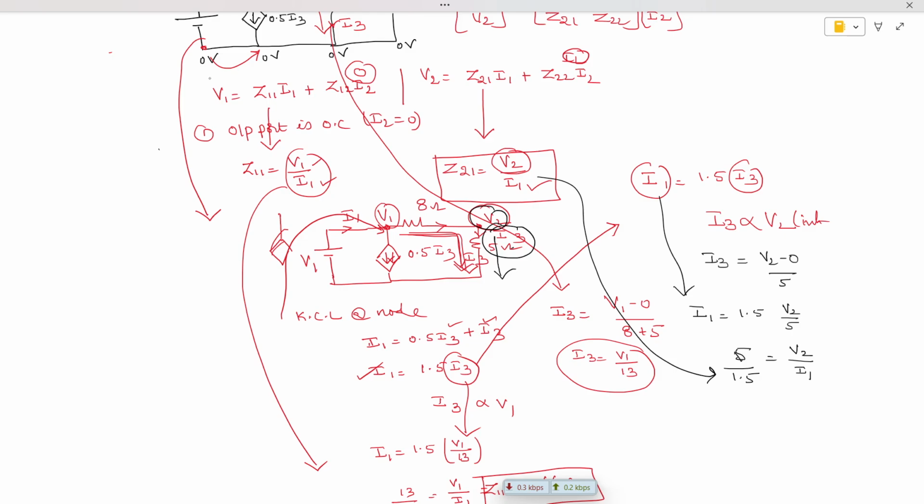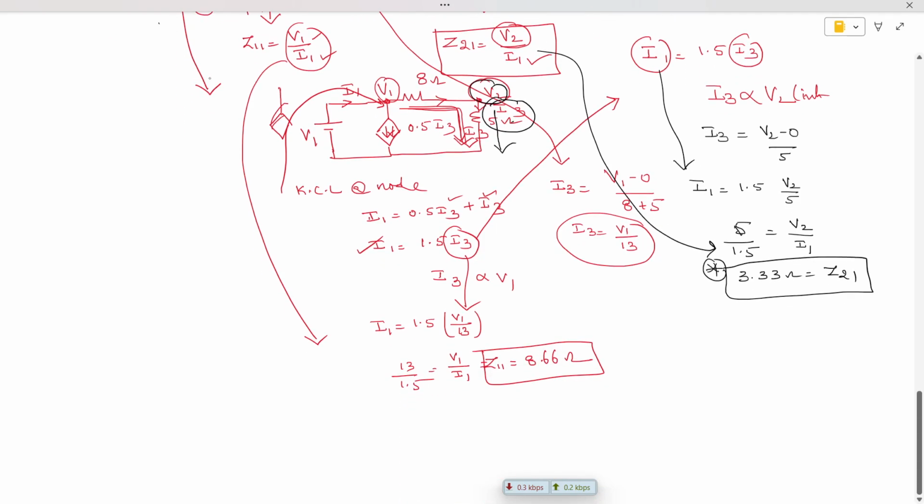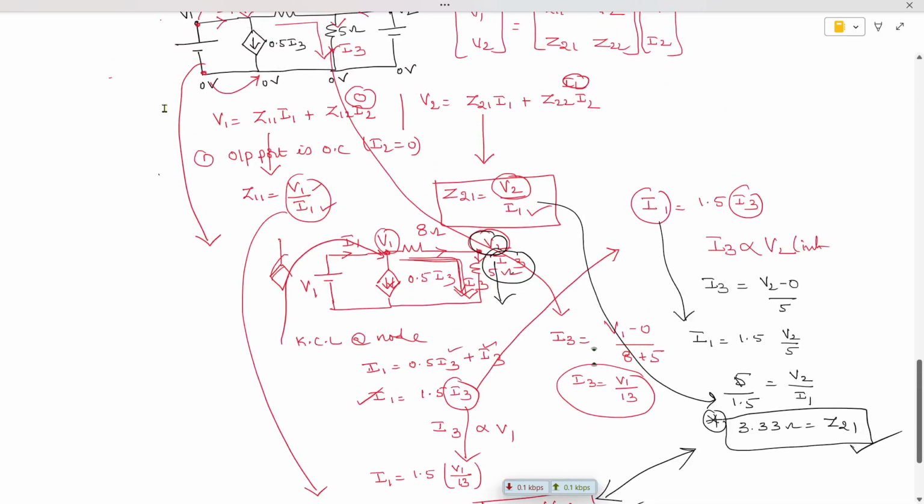So this is 3.33 ohms, which is nothing but Z21. It's very, very important. So solving these kinds of problems requires more attention and more talent. That's why I continuously make you do these kinds of problems, which will help you in solving GATE problems. So now we found one port. Now let us try to find the next one.